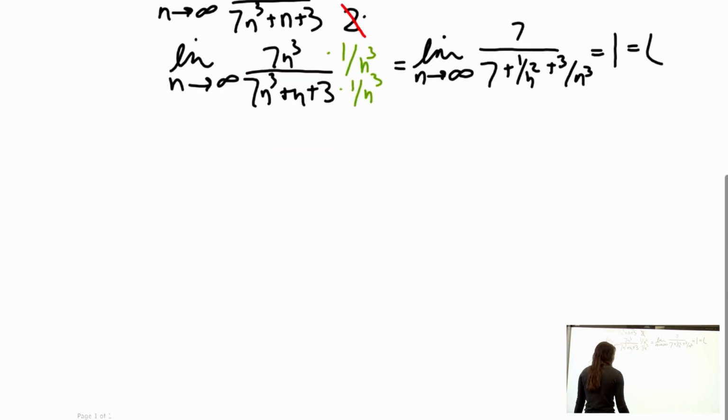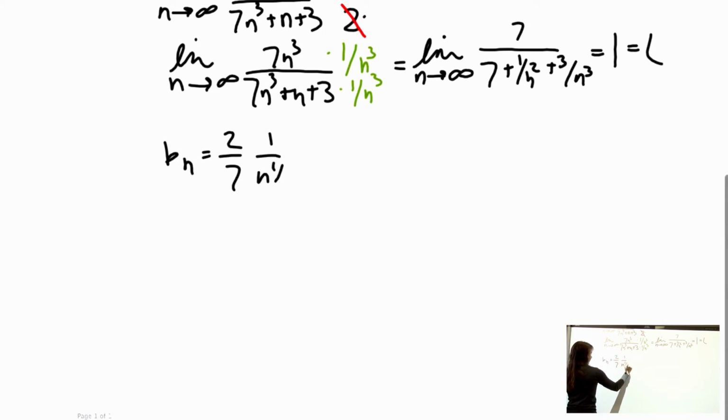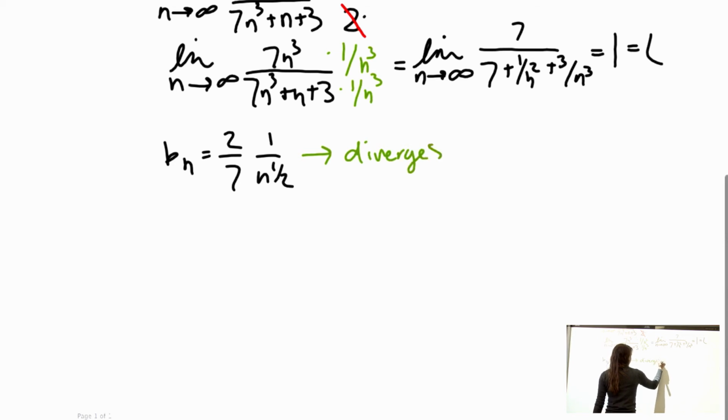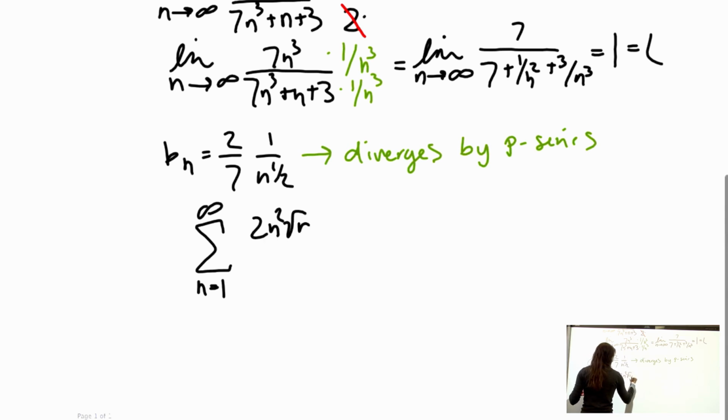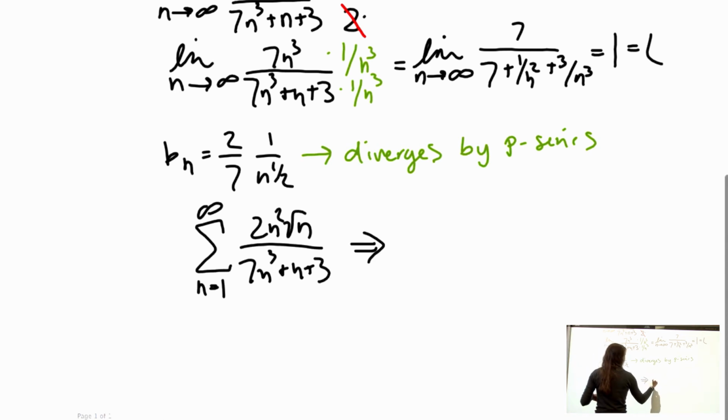So we know that bn, remember, is 2/7 times 1 over n to the 1/2, which we know by the p-series diverges, which is what we already talked about. So since either both diverge or both converge, we now know that our original an series, the sum from n equals 1 to infinity of 2n squared root n over 7n cubed plus n plus 3, is also going to diverge by the limit comparison test.